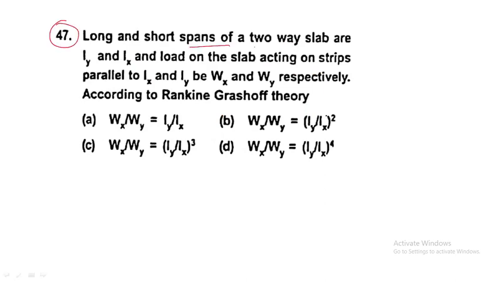The long and short spans of a two-way slab are Ly and Lx, and the loads on the slab acting on the strips parallel to Lx and Ly are Wx and Wy respectively, according to Rankine-Grashof theory. Right. According to Rankine-Grashof theory, I have already explained in the previous few questions. This question is already repeated. Wx by Wy equals (Ly by Lx) to the power 4. Okay, so this is the answer for the given question.